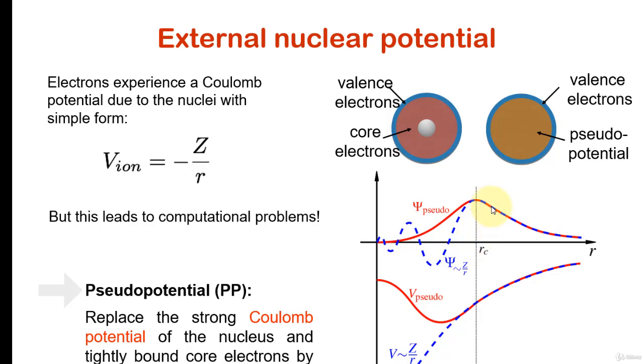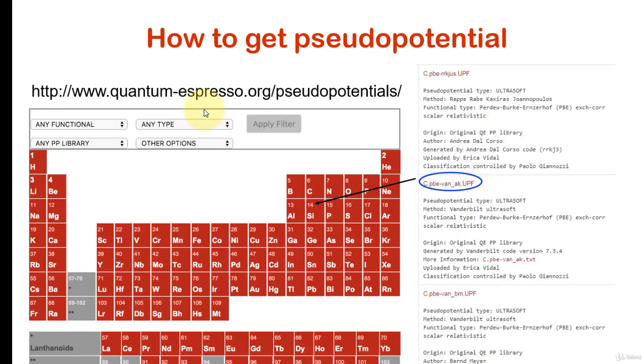Because our focus is on valence electrons and the wave function of valence electrons is obtained identically, we use pseudo-potential instead of nucleus potential plus core electron potential. Indeed, the Schrödinger solution, by considering nuclear potential plus all electron potentials, is so hard to solve computationally. We can get pseudo-potential files from the Quantum Espresso webpage.